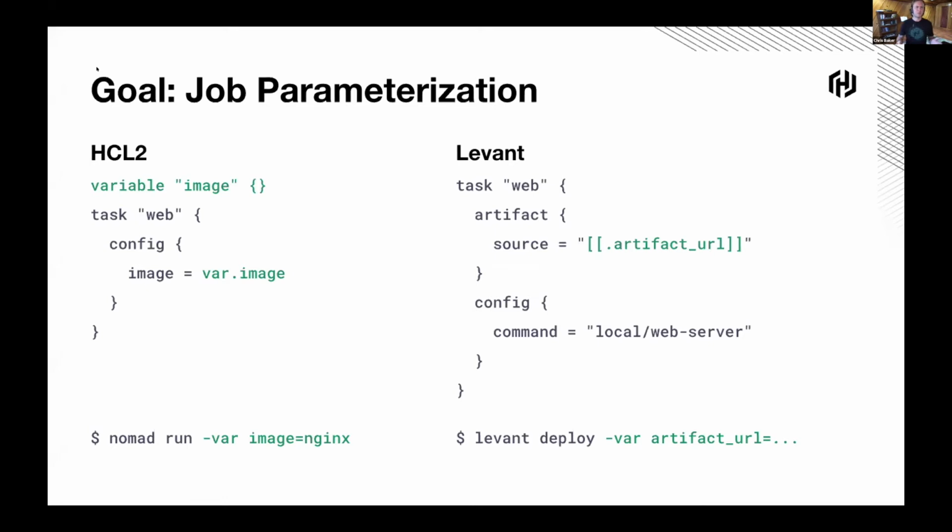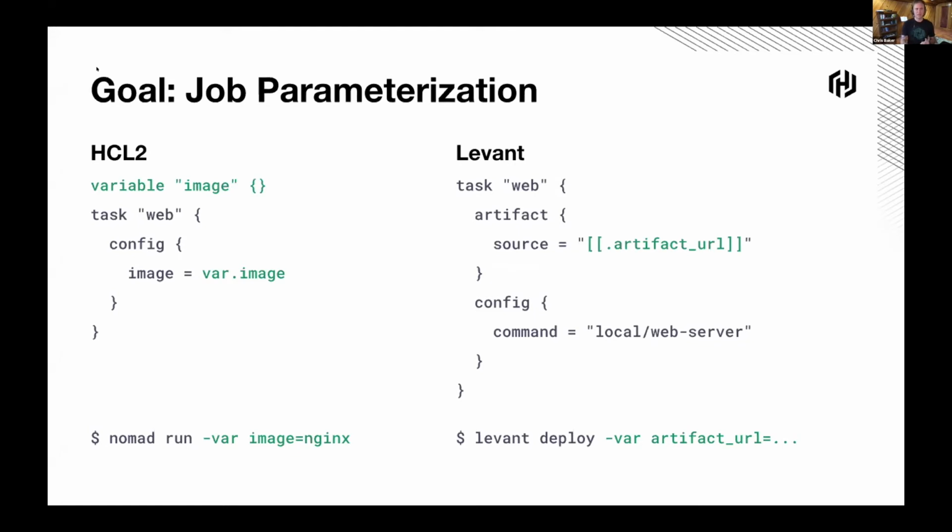So a couple of examples real quick, a couple of goals. First one's job parameterization. I have a Nomad job, but there's a certain number of parameters that indicate how this job is going to be run. These are parameters that I know at deploy time. I don't want to bake those into my job, right? This is inside of a CD pipeline.